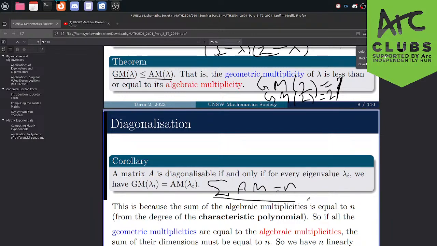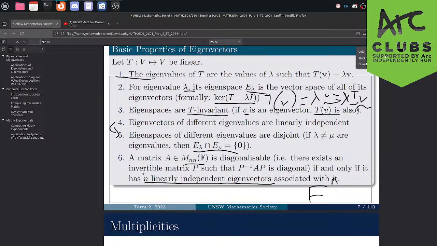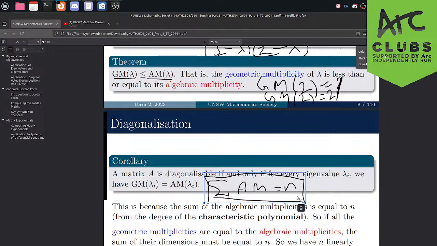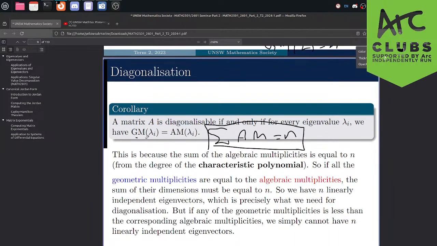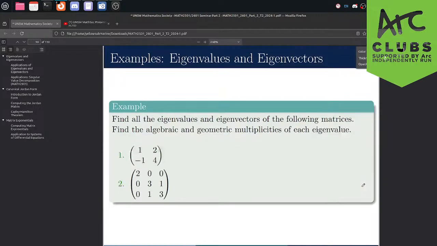So you have the sum of am equals n, and if each of the geometric multiplicities is less than or equal to am, the only way you get this property, where you have n linearly independent eigenvectors spanning, is if the geometric multiplicity equals the algebraic multiplicity, because only then can you add up all of your eigenspaces and make them equal to n. So you can also keep that in mind. And this is the worded explanation here.